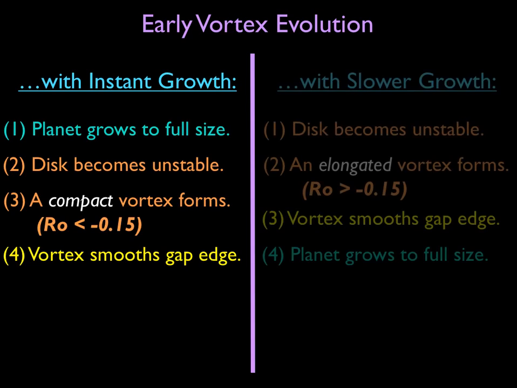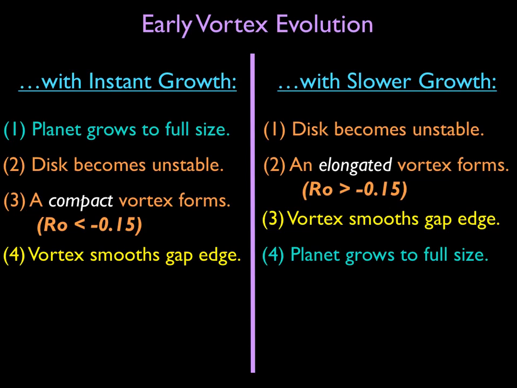But when the planet grows slowly, it forms a vortex long before it reaches its full mass. Since the planet is lower mass, the vortex that forms is initially a lot weaker and has an elongated Rossby number. As the planet continues to grow, it still tries to steepen the gap edge, but this time it has to compete with the vortex smoothing it out. As a result, the full mass planet can't strengthen the vortex or cause the Rossby number to drop as much as it does when the planet grows instantly.